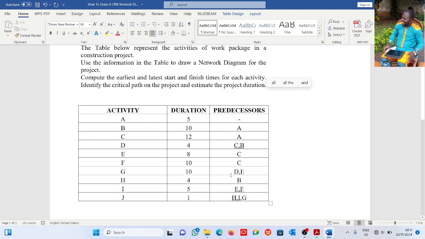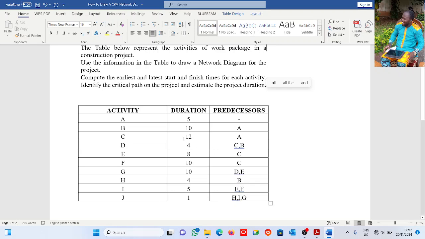So quickly, we'll just go ahead. These are the activities: A, B, C, D, E, F, G, H, I, J. These are the time durations. Now these are the predecessors. Remember, predecessors are what comes before. Successors are what comes after. We'll be using those two terminologies often, predecessors and successors.